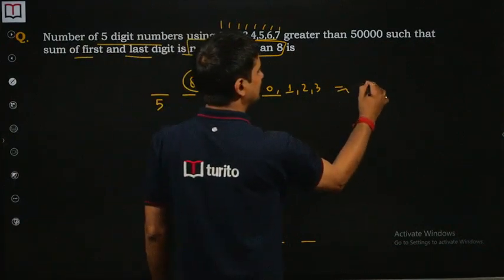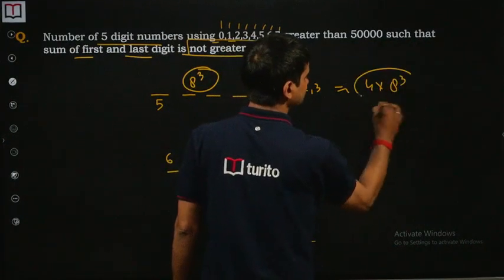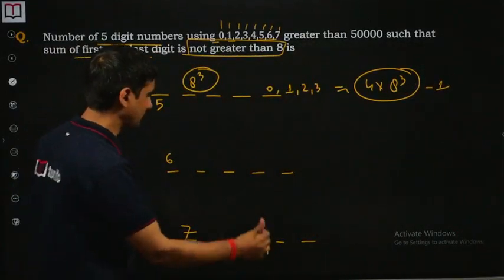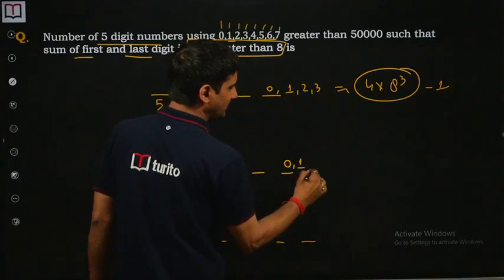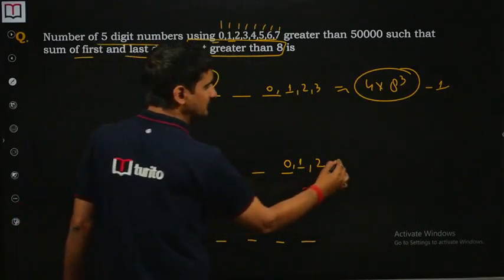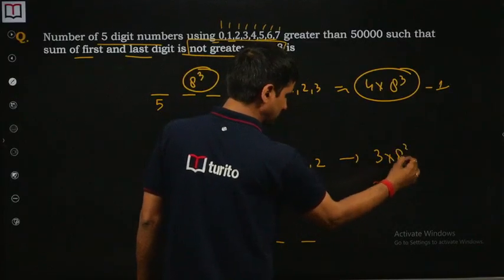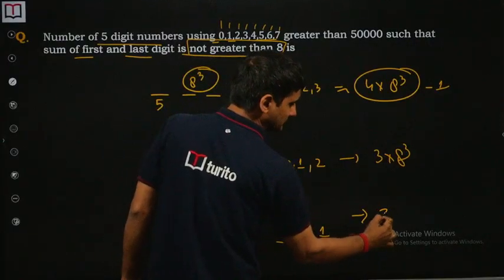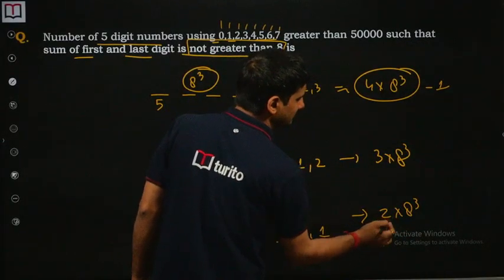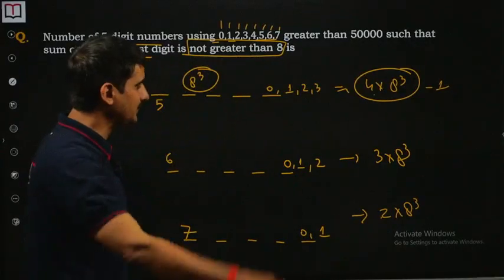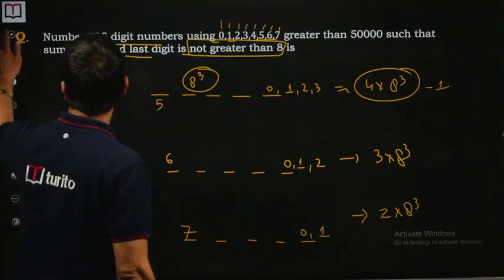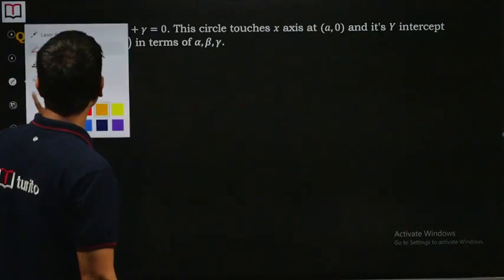So the answer is 4 into 8 cube, of course minus 1, barring that 50,000 case. Similarly, for here, it's 0, 1, 2. Again, you have 8 cube possibilities. So 3 into 8 cube, and then for 7, it's 0 and 1, and this is 2 into 8 cube possibilities. So 2 plus 9 into 8 cube minus 1 should be the answer here. So that's my answer for this question. And now moving to the next one.